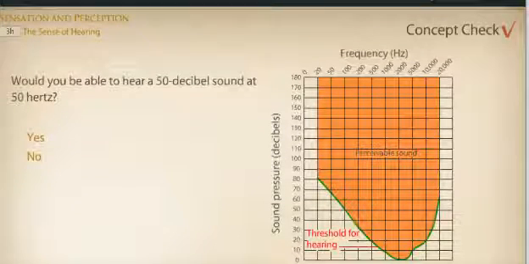Well, let's take a look at some of the things that we just talked about. Would you be able to hear a 50 decibel sound at 50 hertz? So here is the decibels, 50, and 50 hertz would be about here. So it's not shaded in, so I'm saying the answer is no. 10 decibels at 1500. So here's 10, and then we go to 1500, and that would put us somewhere in this range over here. So it'd be tough, but some people with good hearing probably could. I'm going to say yes. 40 decibels at 500 hertz. So here's 40 decibels, 500 hertz. That would be yes.